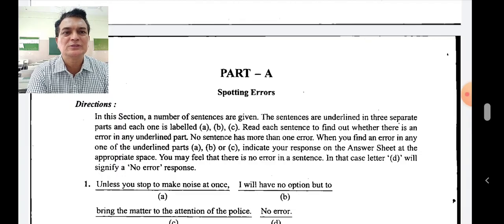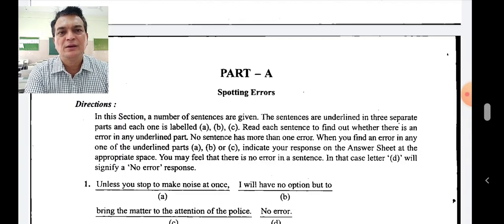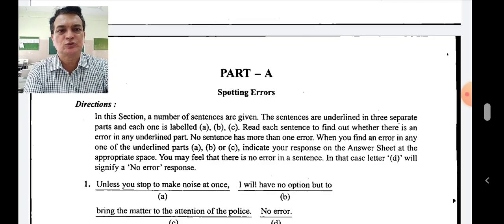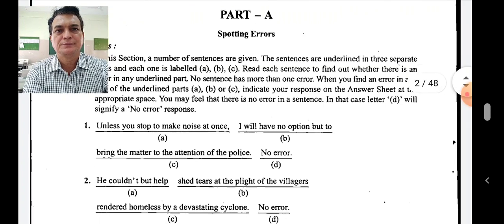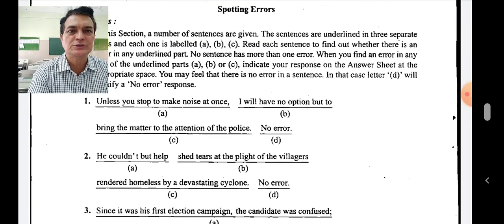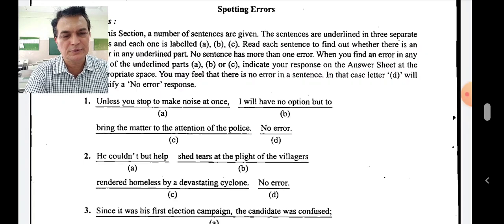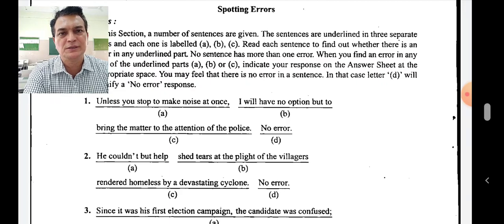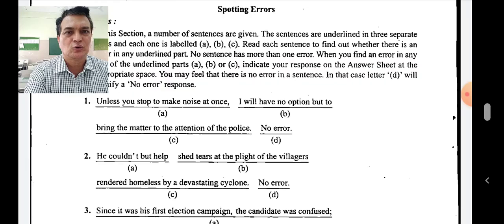You may feel that there is no error in a sentence. In that case, D will signify a no error response. So first we'll take up the first question and then second question. Both these questions you try to attempt. At first you attempt all 30 questions and then we'll take up the discussion on these questions.